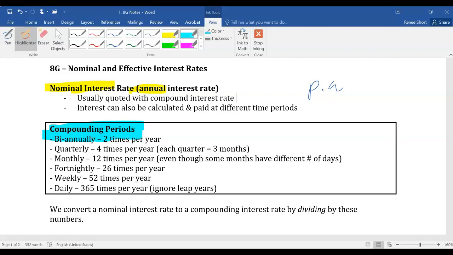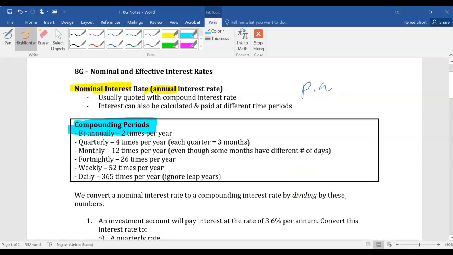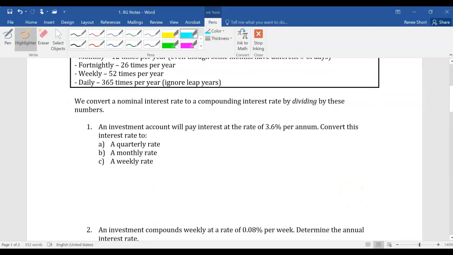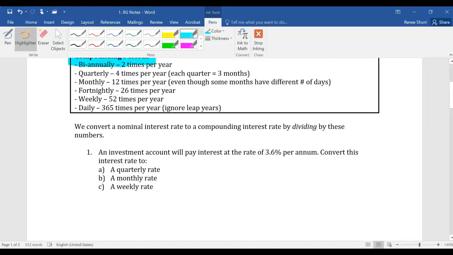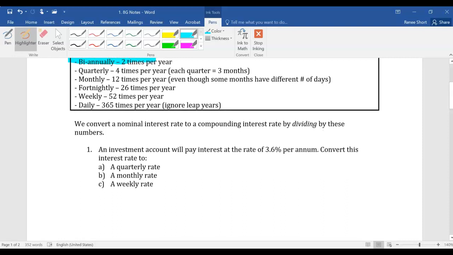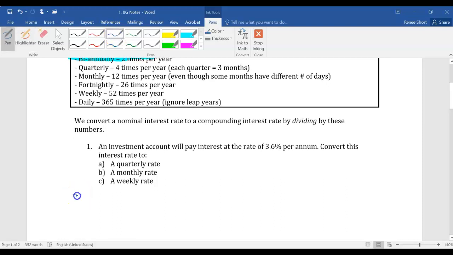For us to convert a nominal interest rate to a different compounding rate for these periods, it just means we take that nominal or annual interest rate and divide it by the number of times it's going to compound in a year. So if we look at question 1, it says an investment account will pay interest at the rate of 3.6% per annum, and it asks us to convert this to a quarterly rate, a monthly rate, and a weekly rate. If we're working this out as a quarterly rate to start with, we did say before, quarterly compounds 4 times per year. So we're going to take 3.6 and divide that by 4.